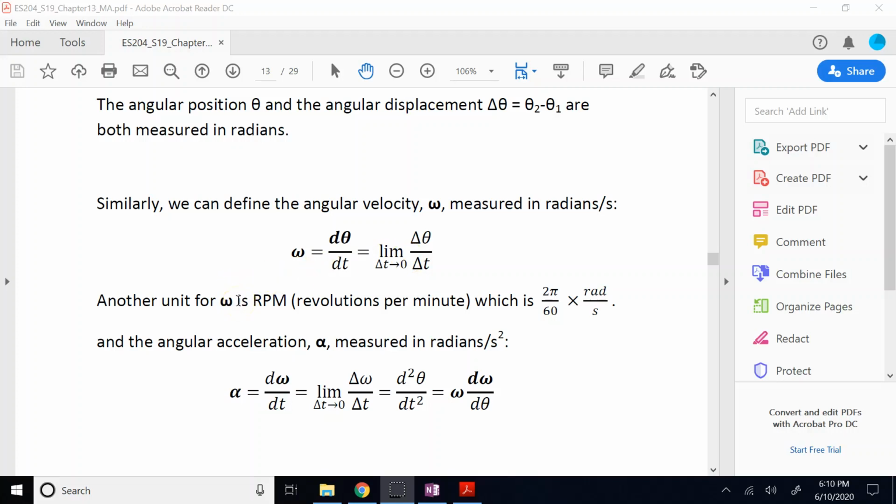So omega is called angular velocity, and there are different units for that. The standard unit is radian per second. Many times you hear another unit for omega, RPM, or revolutions per minute, which can easily be converted to radians per second. If I multiply radian over second by 2 pi over 60, I get revolutions per minute. Why? Because one revolution is 2 pi radians, and 1 minute is 60 seconds.